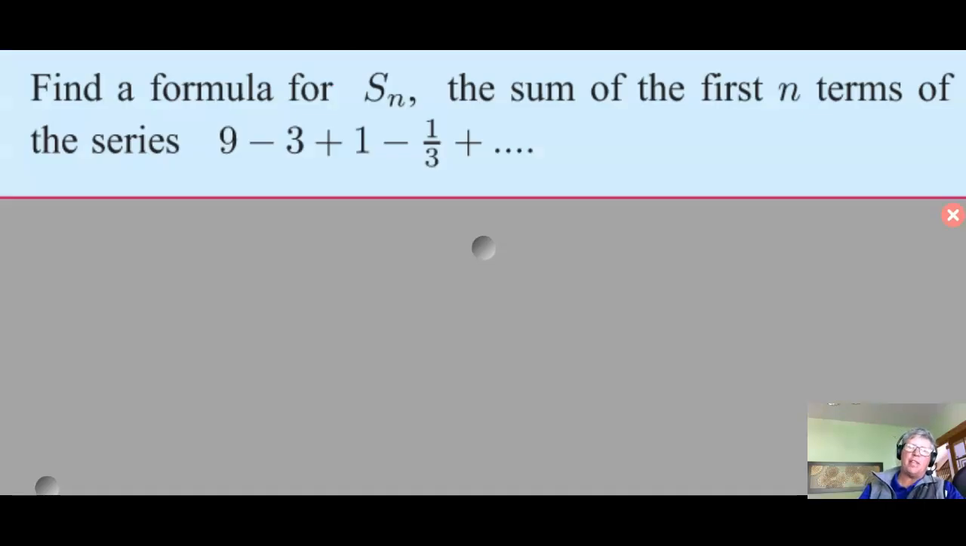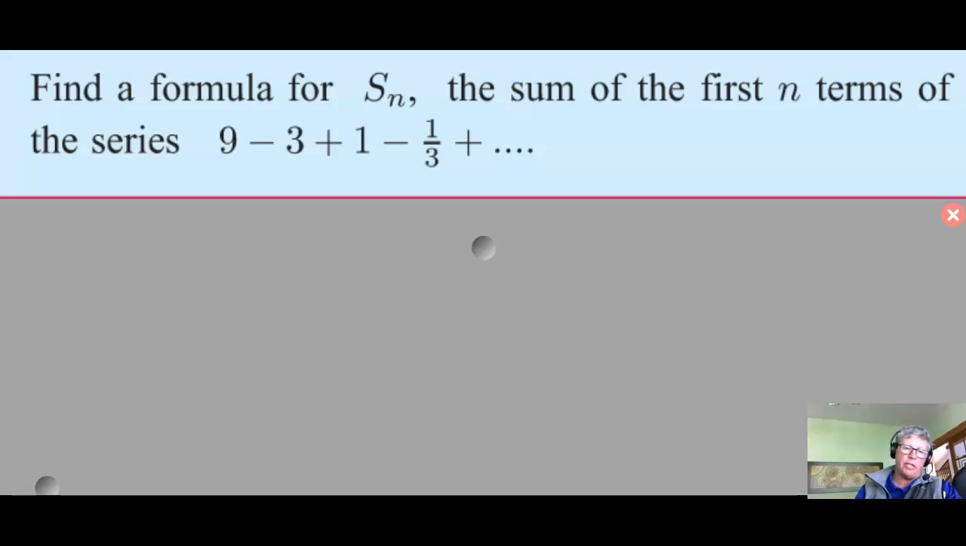All right, find a formula for the S sub n, the sum of the first n terms. So in this case, our answer will have an n in it. We want to end up with something that if I want to know the sum of the first 10 terms, I can just plug in 10 and get something. So just trust that the formula will do that for you.